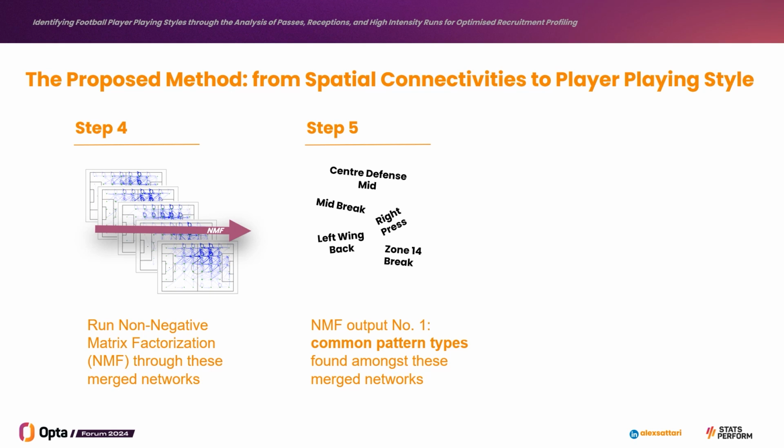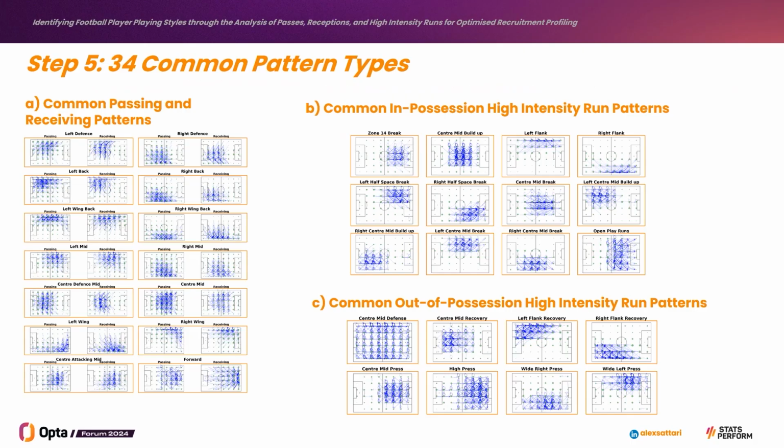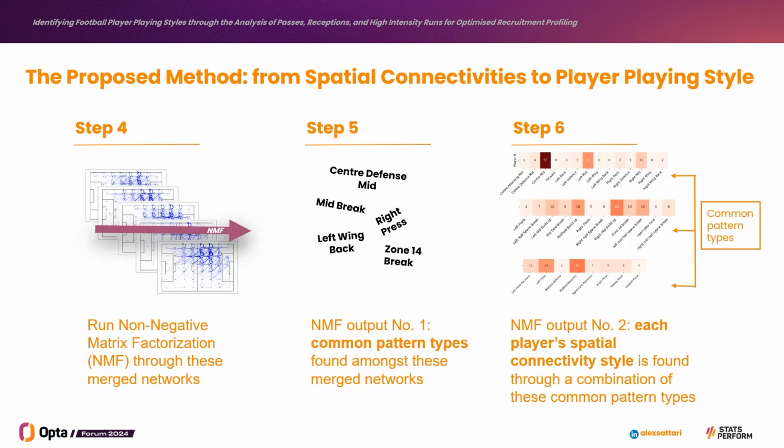And then the other output of the model is the common patterns that we find. The left side A shows the common passing and receiving patterns. There are 14 of them here, and there are 12 patterns for the in-possession high-intensity runs, and 8 patterns for the out of possession high intensity runs. Then we can use these patterns to come up with the profile of a player, which is basically the percentage of every single one of these patterns that built the player network.